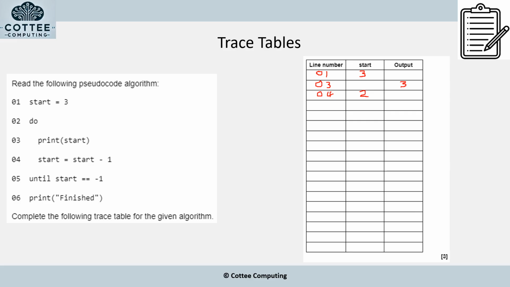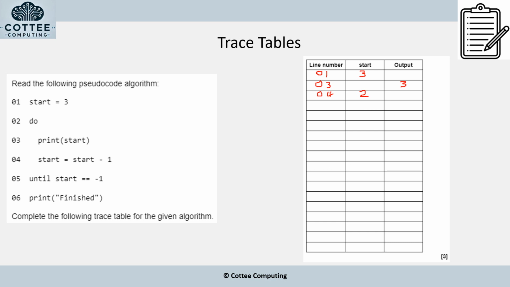Then line number 5, until start equals minus 1. Well, again, my line 5 doesn't do anything, so I could write that down, but I'm not going to. But does start equal minus 1? No, 2 does not equal minus 1. So I'm going to go back to the beginning of the do, so line 2. Again, I'm not going to write that down, but you could if you wanted to.